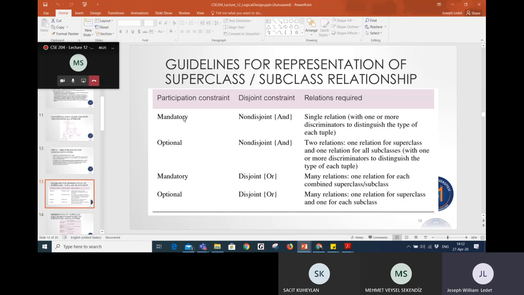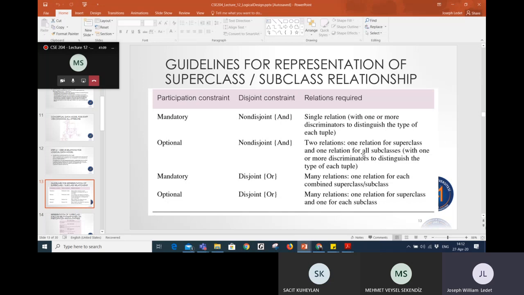Here, because it's mandatory, if we have somebody that's a part of the parent class, they must be a member of at least one of the subclasses. We know that data will exist down there in the subclasses for everybody in that database. So that's why we make it into one single relation. Optional, because you could have somebody who's part of the superclass but not part of any subclass. We need a record for them for the superclass, but we don't want a record for them in that subclass set, because that would just be wasting space.